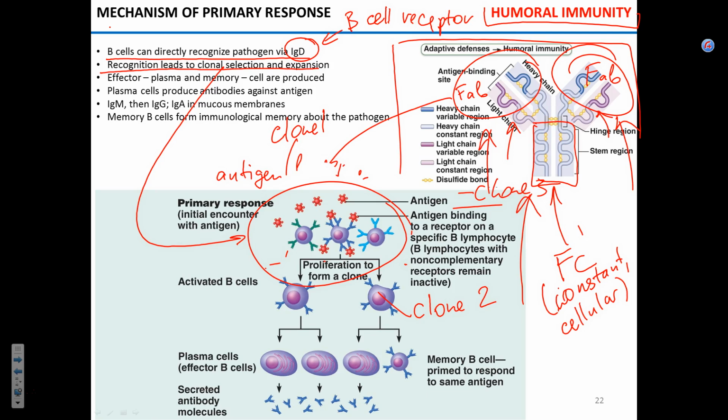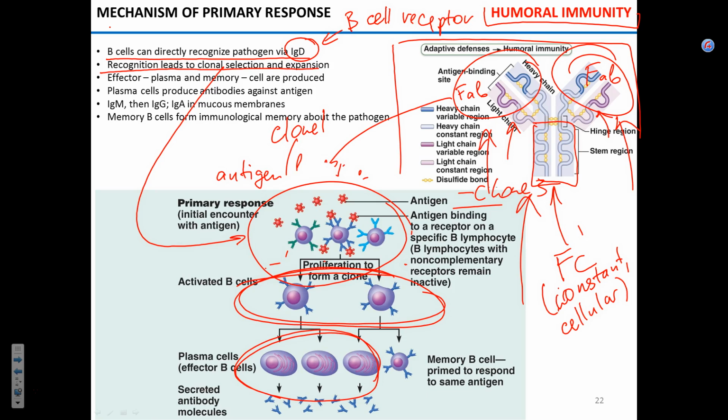And then that particular clone starts to proliferate and differentiate. Proliferation means that the cells become more and more numerous. Differentiation means that they become specialized. You see what I'm saying?